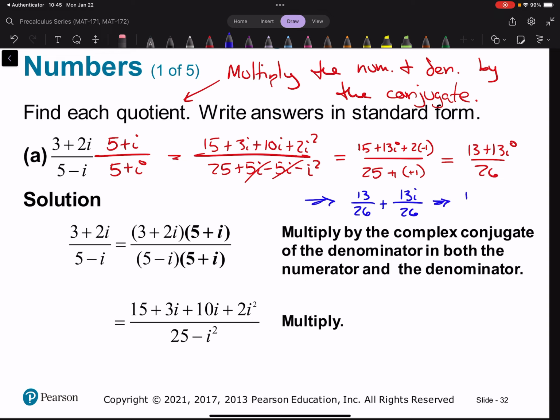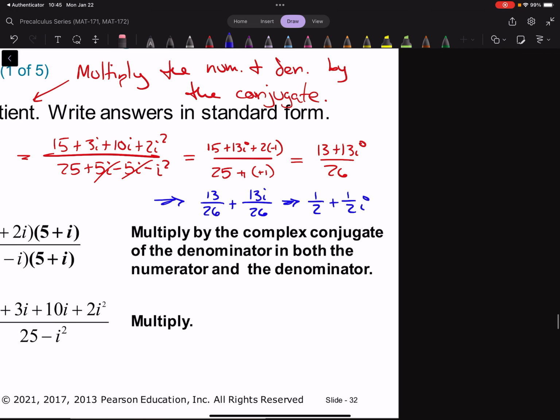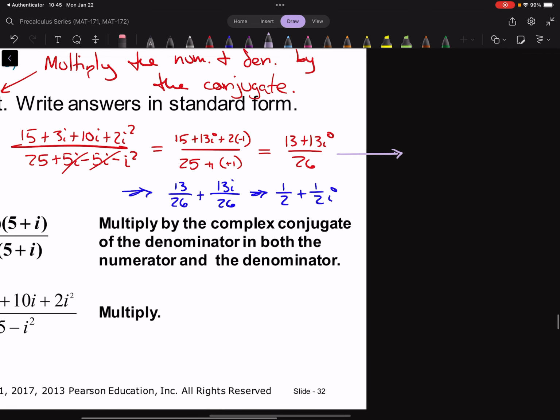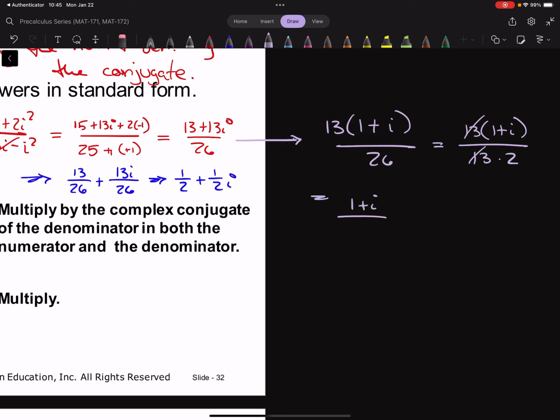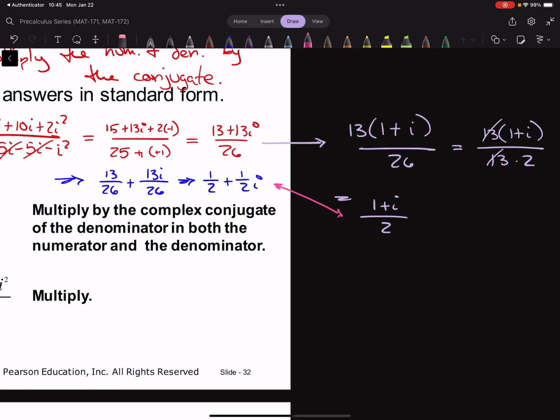Hopefully that will help you see that this is 1/2 plus 1/2 i. Or you have the option to just factor out a 13 here, which will cancel with the 13 in the denominator, and you'd be left with 1 plus i over 2. So you can express it like that, or you have the option to express it like we have there in blue.